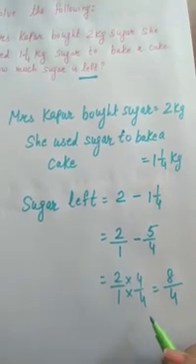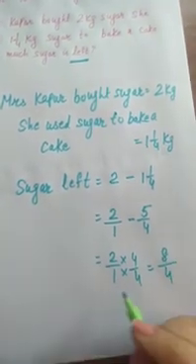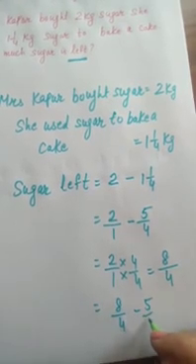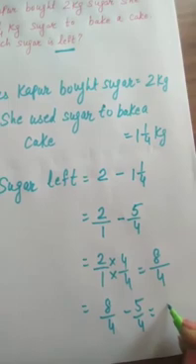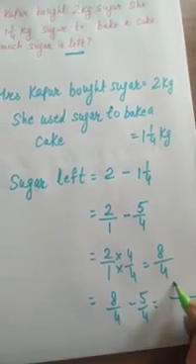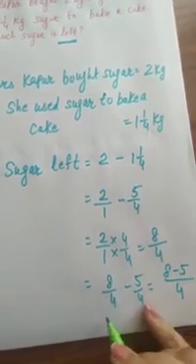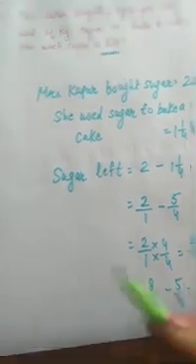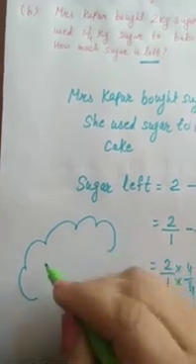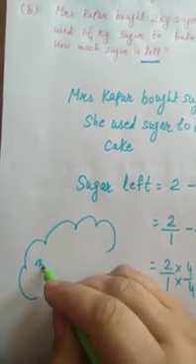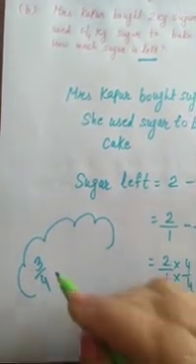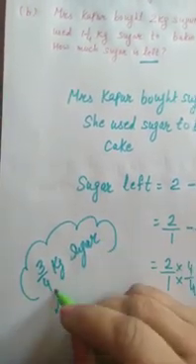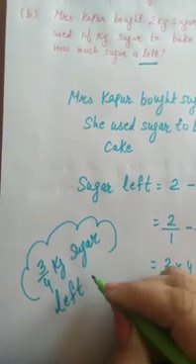Now you can see both the denominators are the same, so we subtract them. 8/4 minus 5/4, and here we get 4 in common, 8 minus 5, and that will be equal to 3/4 kg. So here we will give the answer: 3/4 kg sugar left.